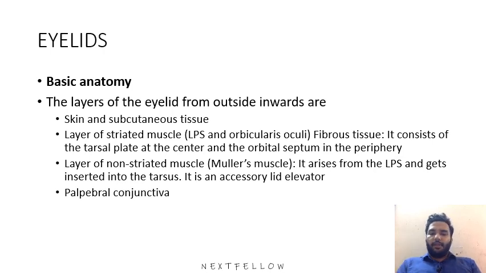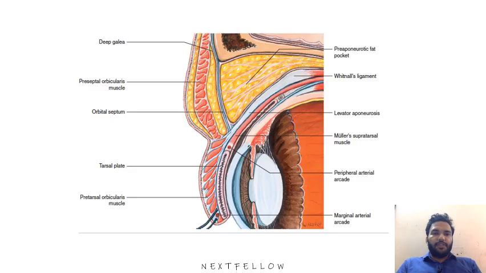Okay, then the palpebral conjunctiva, as you can see in this picture, first is the skin, subcutaneous tissue, then there is a striated muscle, then non-striated muscle, and then conjunctiva.